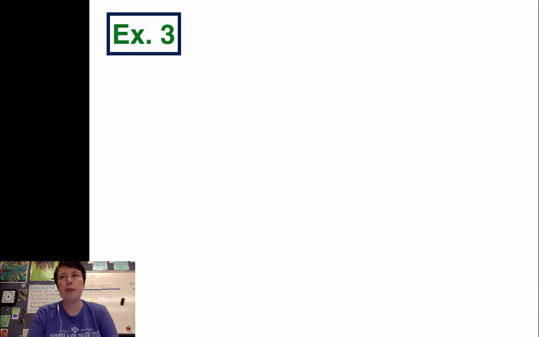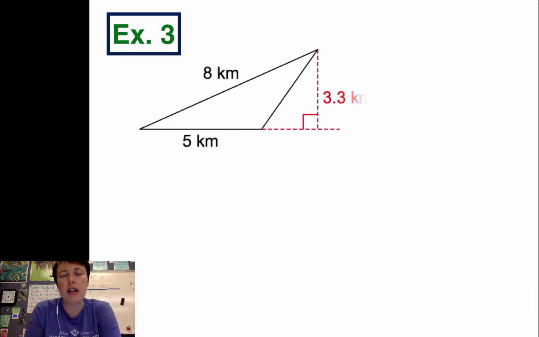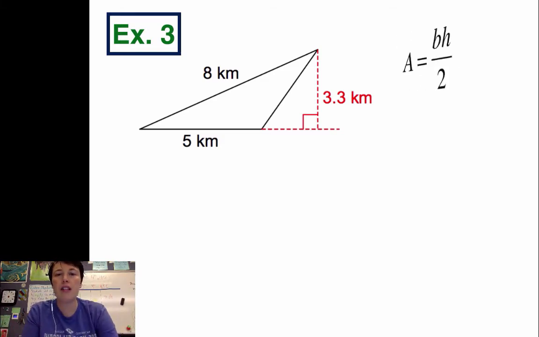Okay, one more, example 3. This time, here's the triangle you'll have to pause and draw. This is a unique triangle because the red dotted line with the little box, the 90-degree angle, is on the outside of it when we measure it.